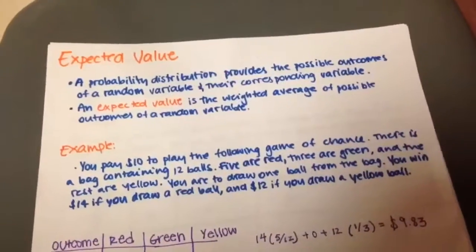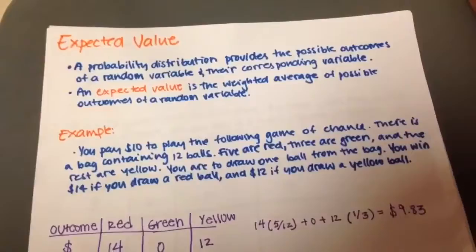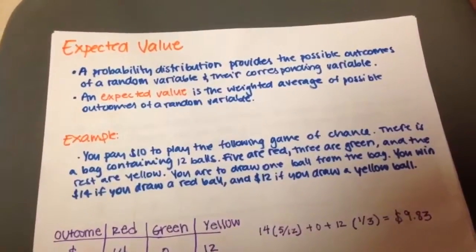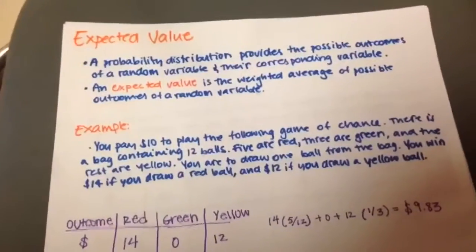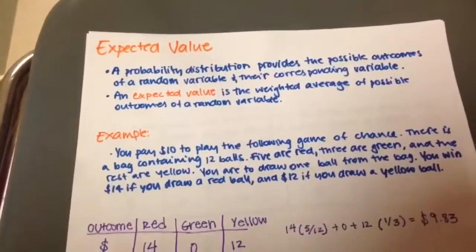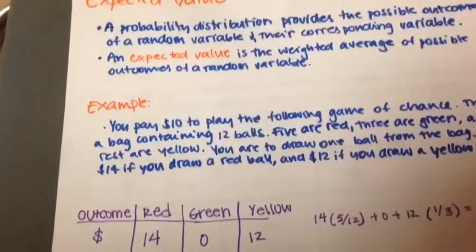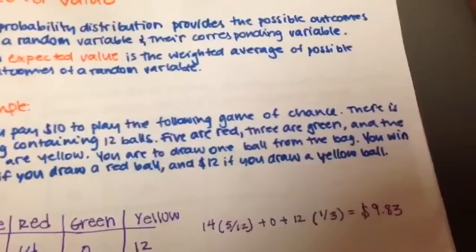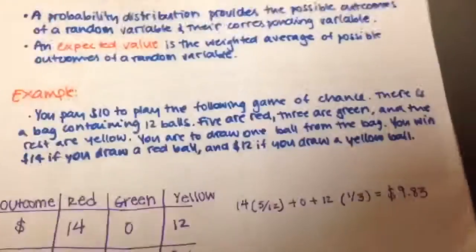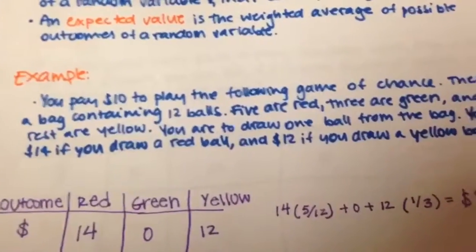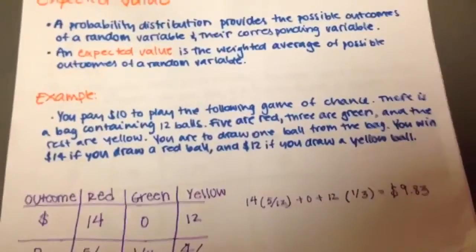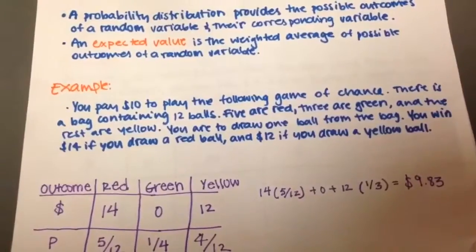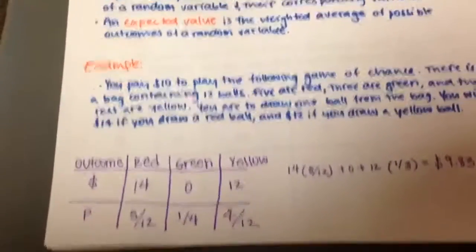Expected value. A probability distribution provides the possible outcomes of a random variable and their corresponding probabilities. An expected value is the weighted average of the possible outcomes of a random variable. Example. You pay $10 to play the following game of chance. There is a bag containing 12 balls. 5 are red, 3 are green, and the rest are yellow. You are to draw one ball from the bag. You win $14 if you draw a red ball and $12 if you draw a yellow ball.